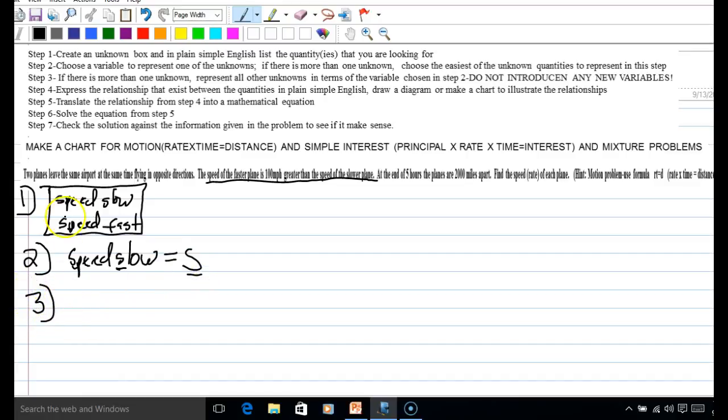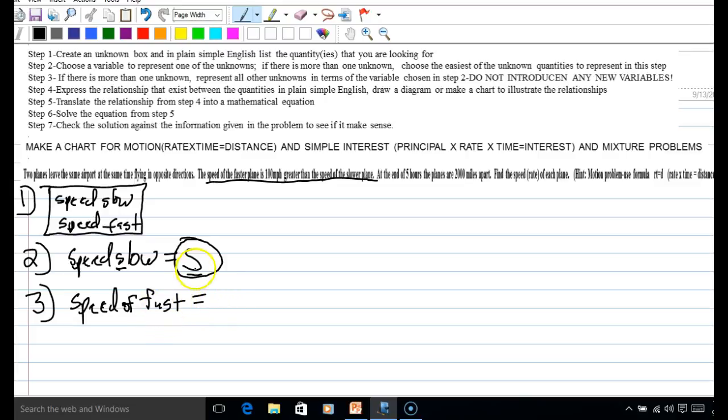In step 3, if you have more than one unknown, and I do, I have two unknowns here, you have to rewrite the other unknown in terms of the variable that you chose in step 2. So what I have to do is represent the speed of the fast plane. And again, I do not want to choose a different variable here, say f, to represent the speed of the fast plane, because at this point in the course, I haven't taught you how to solve an equation that involves two different variables.